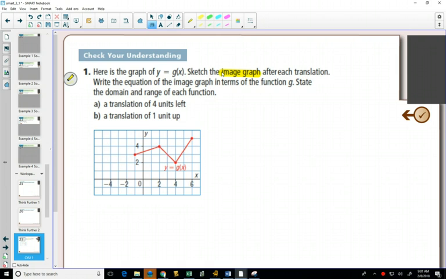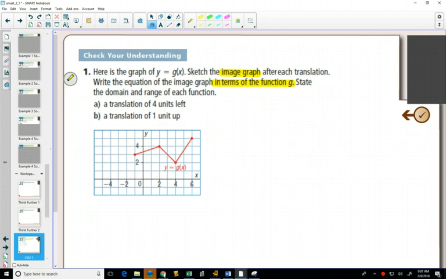Write the equation of the image graph in terms of the function g. I find this one in particular, students ask all the time. What does it mean when they say in terms of? Because sometimes it'll say in terms of the function g, and sometimes it'll say in terms of x. So I find that we really have to pay attention to the key words in a question, because I'm not there to help you on a quiz. I'm not there to say, oh yeah, this is what it means, so you can do it.